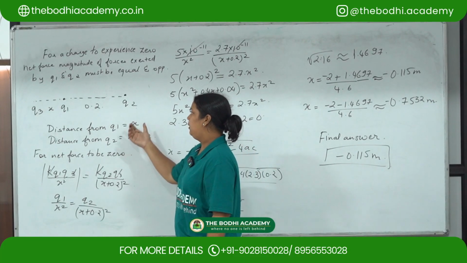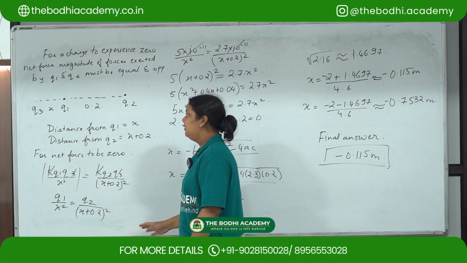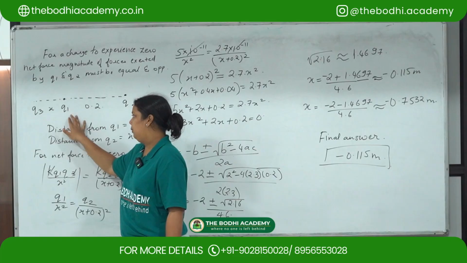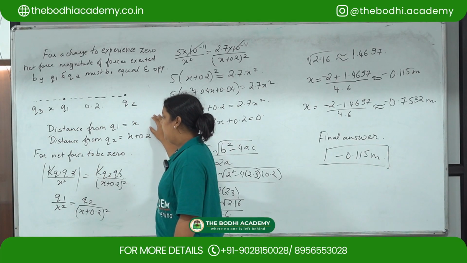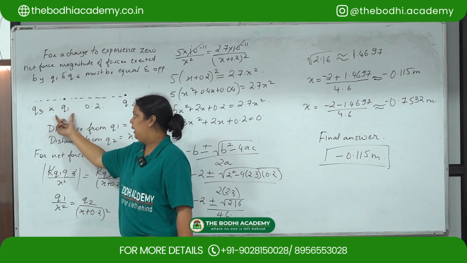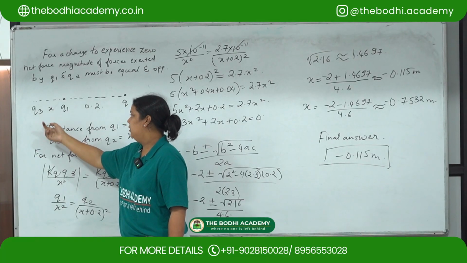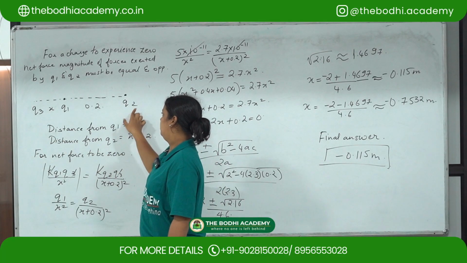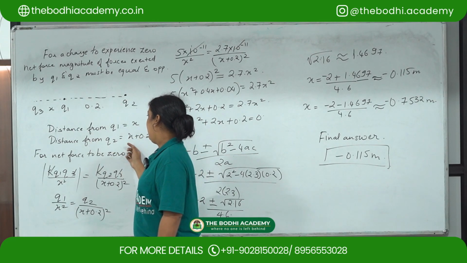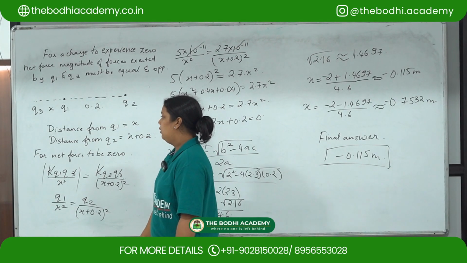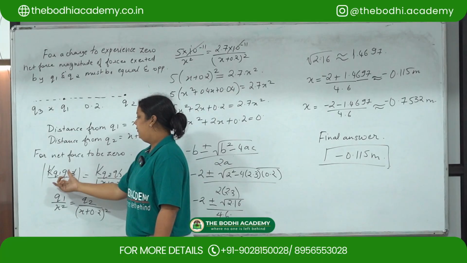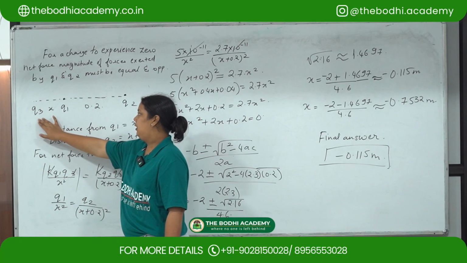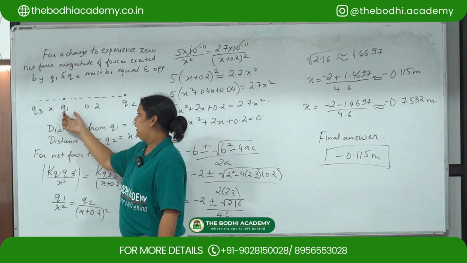So Q1 and Q2, the distance is 0.2 meters. So Q3 shall be placed towards the left of Q1. Then let the distance between Q1 and Q3 be x. So distance from Q1 is x, and distance from Q2 will be x plus 0.2. So for net force to be 0, the force experienced on Q3 by Q1 and Q2 should be equal.